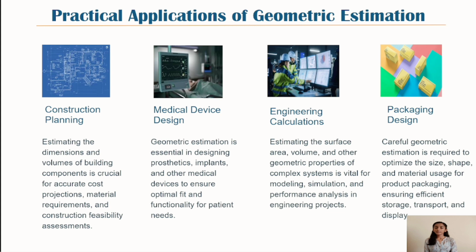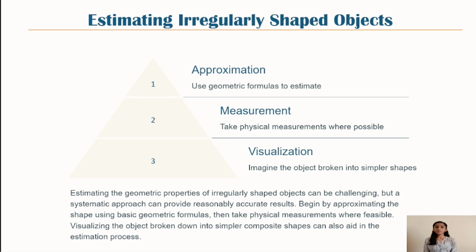Now let's see how to estimate irregularly shaped objects. Approximation. Use geometric formulas to estimate. Measurement. Take physical measurements where possible. Visualization. Imagine the object broken into simpler shapes. Estimating the geometric properties of irregularly shaped objects can be challenging, but a systematic approach can provide reasonably accurate results. Begin by approximating the shape using basic geometric formulas, then take physical measurements where feasible. Visualizing the object broken down into simpler composite shapes can also aid in the estimation process.